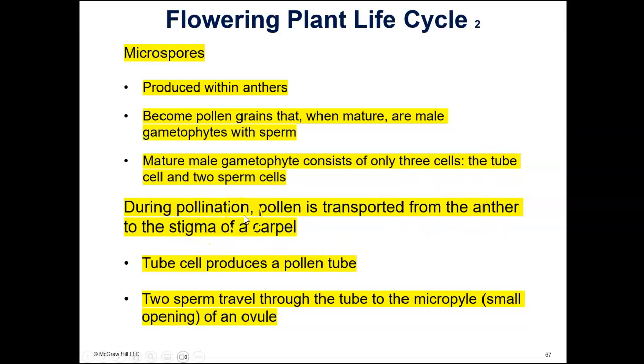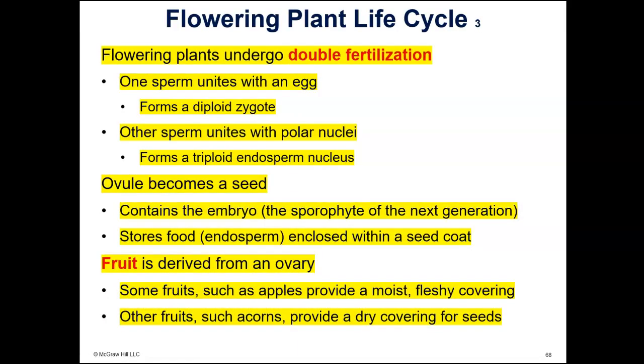So during pollination, pollen is transported from the anther, which is part of the male flower structure, to the stigma, which is the female part. And the tube cell will grow a pollen tube, starting with the stigma, and it will grow down the style of the female part until it reaches the ovule. The 2 sperm will travel through the tube to the opening of the ovule, and then what will occur is a process called double fertilization.